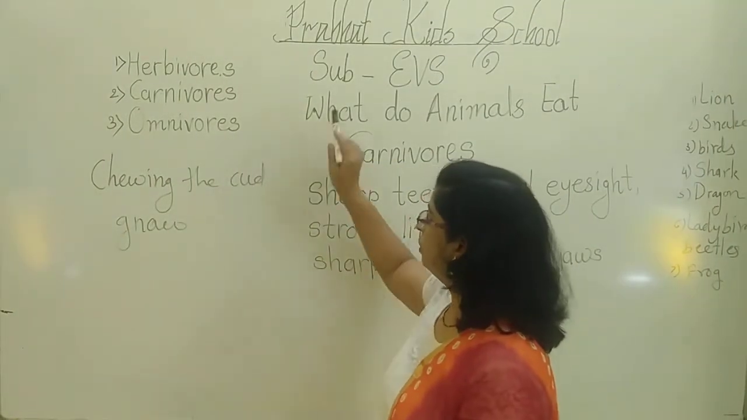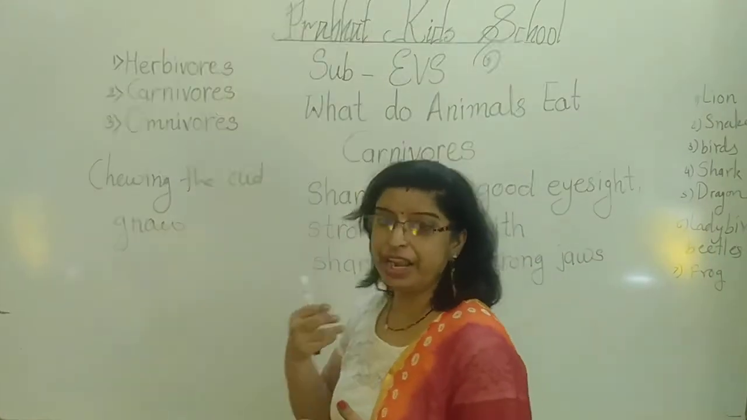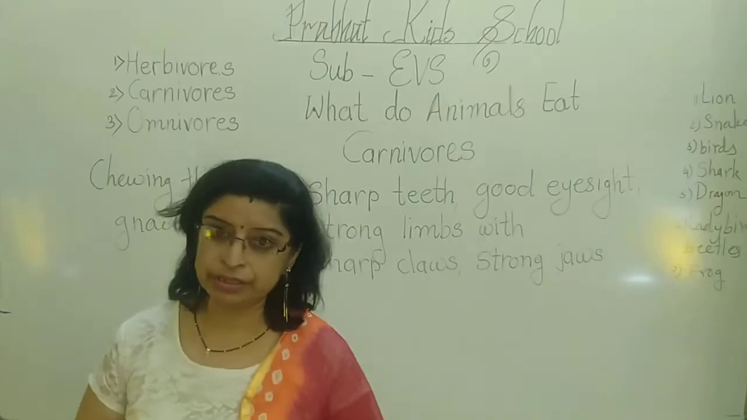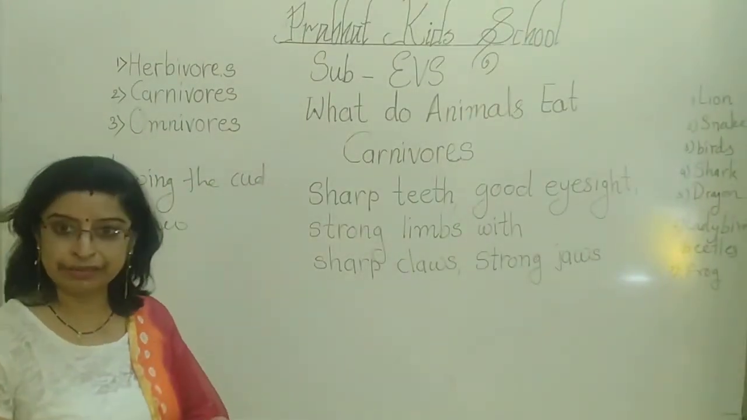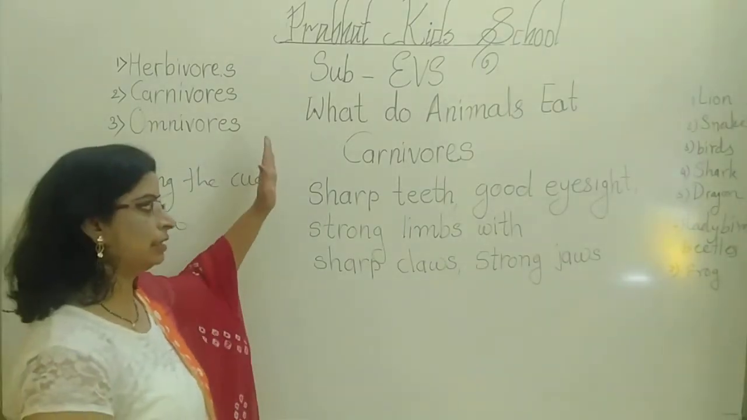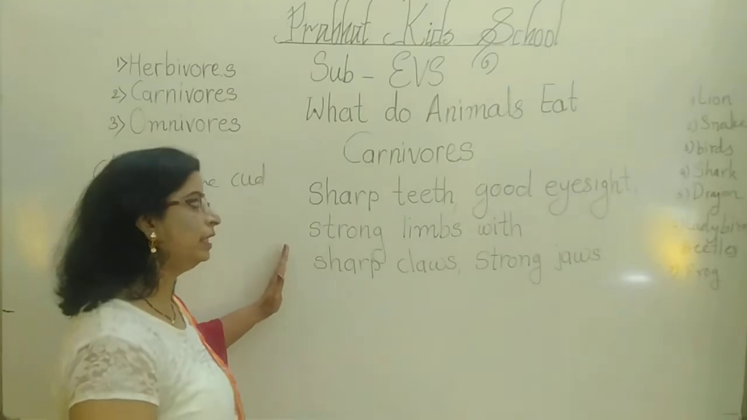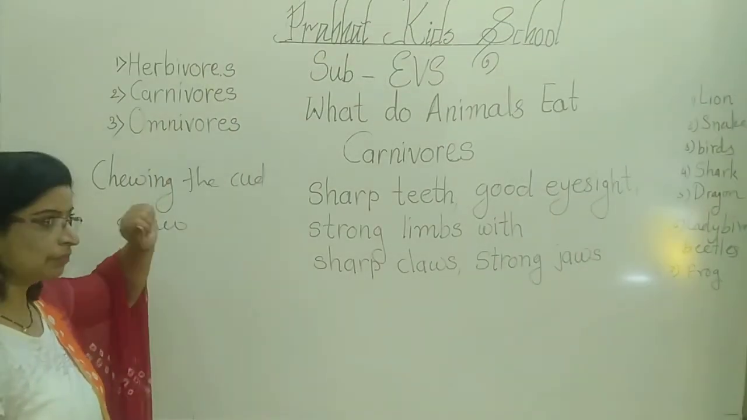In today's period we discuss the carnivorous. Which animals do you call carnivorous? Which type of teeth do they have? How do they kill other animals? How do they take their food? This is discussed in today's period. Similarly, in today's period we discuss the omnivorous also.